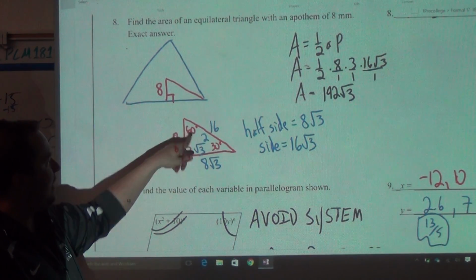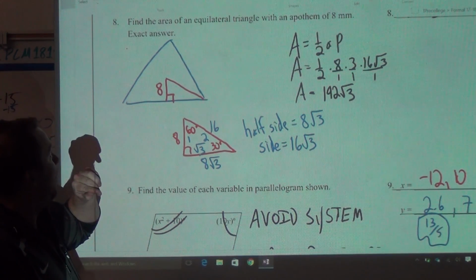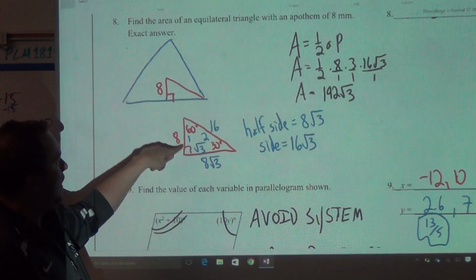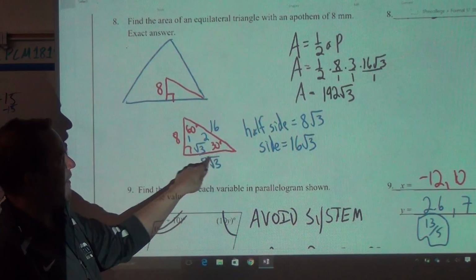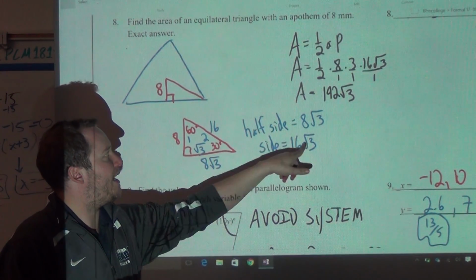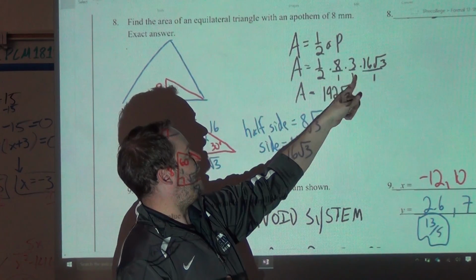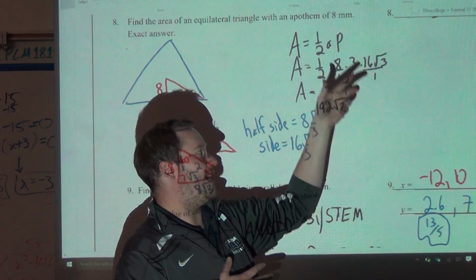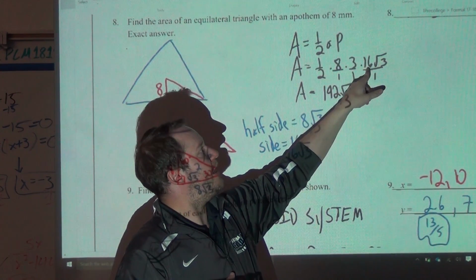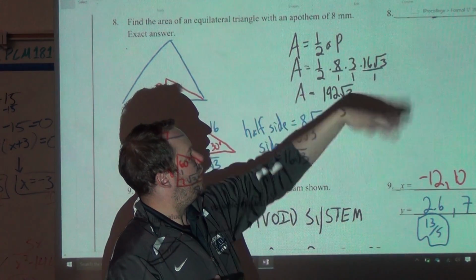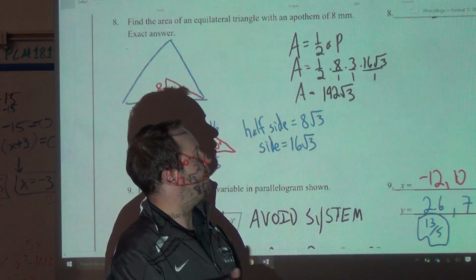We get a 30, 60, 90 triangle with our apothem. Because the apothem was 8, I used a 30, 60, 90 triangle to figure out the half side was 8 root 3, the full side is 16 root 3. Instead of figuring out what the perimeter was separately, I did the number of sides times the side length. So there's 3 sides times 16 root 3. Make some numbers happen, get 192 root 3.